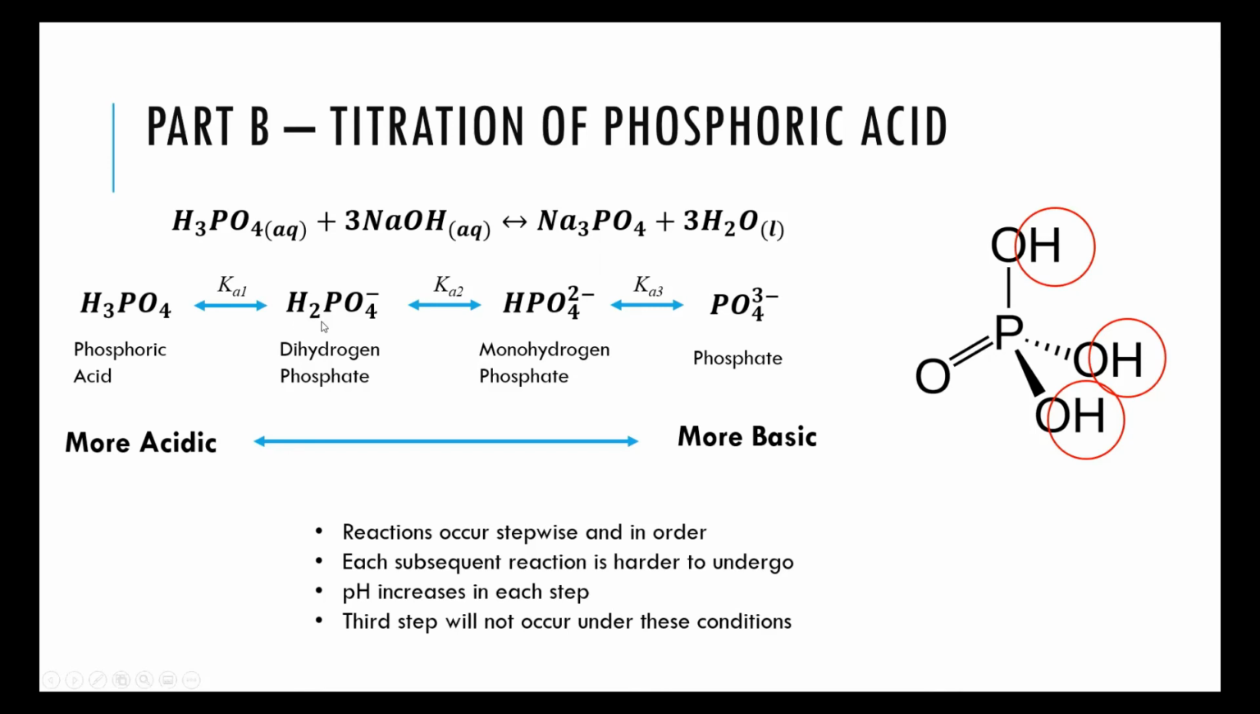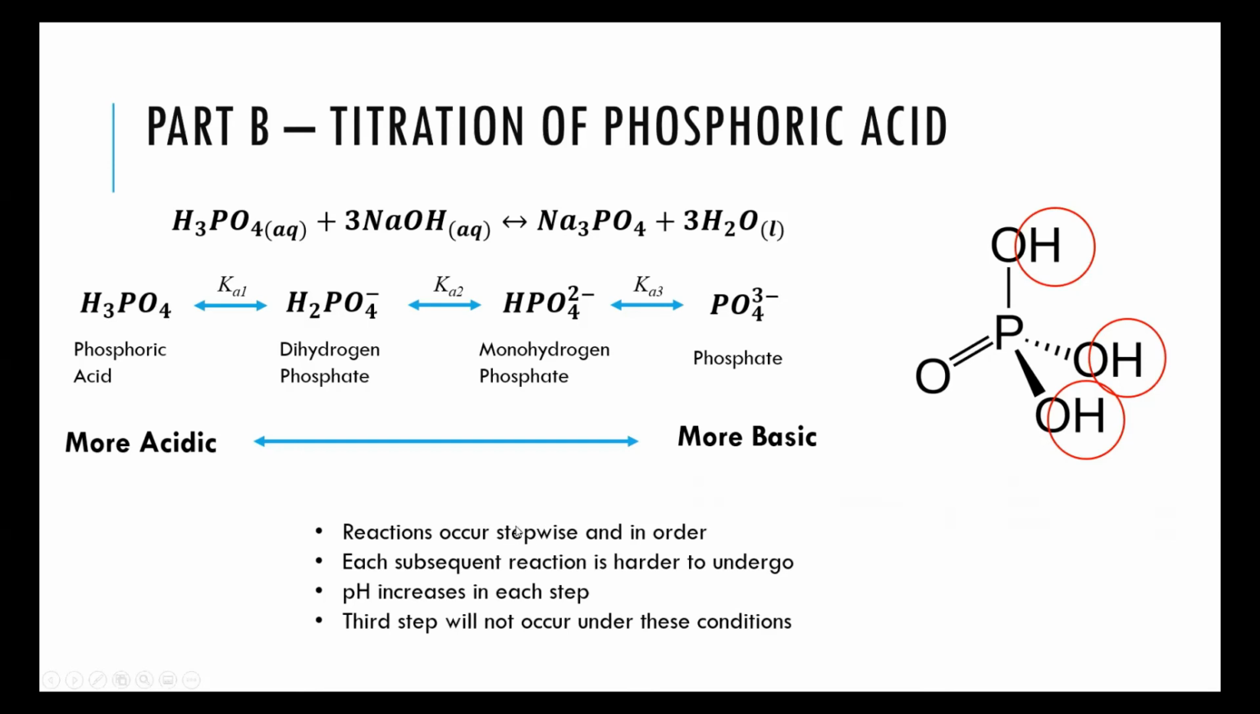So as the dihydrogen phosphate loses 1 more proton, there is a second Ka. So there is an equilibrium between the dihydrogen phosphate and the monohydrogen phosphate. And because it's a triprotic acid, there's a third Ka between the monohydrogen phosphate and just the phosphate ion. So while this is more acidic and this is more basic, each one of them is a conjugate acid-base pair.